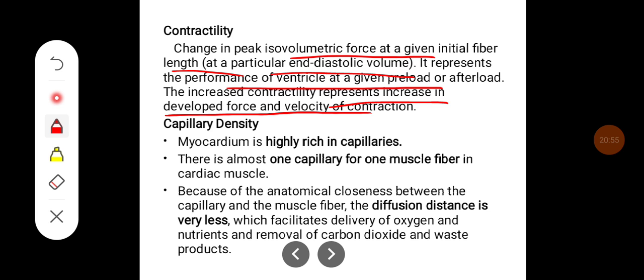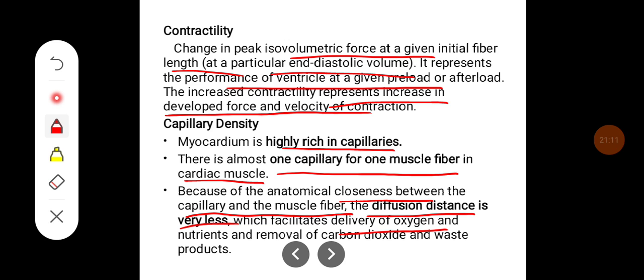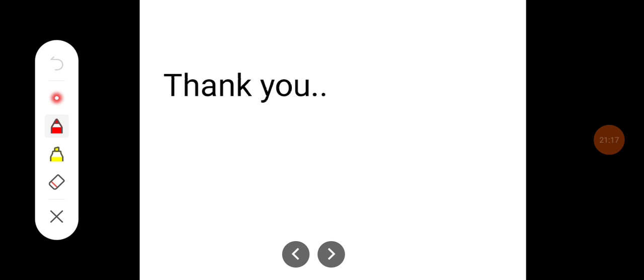The myocardium is highly rich in capillaries. There is almost one capillary for one muscle fiber in cardiac muscle. Therefore, because of the anatomical closeness between capillary and the muscle fiber, the diffusion distance is very less, which facilitates delivery of oxygen and nutrients and removal of carbon dioxide and waste products. So this is a brief functional introduction to the heart.